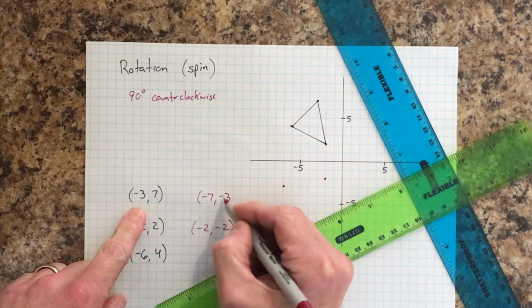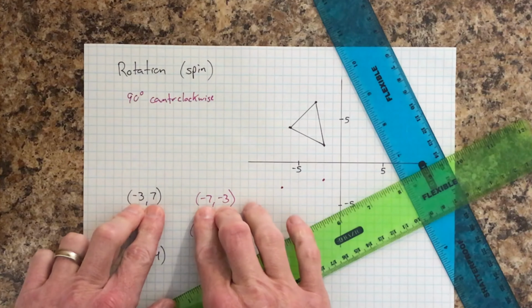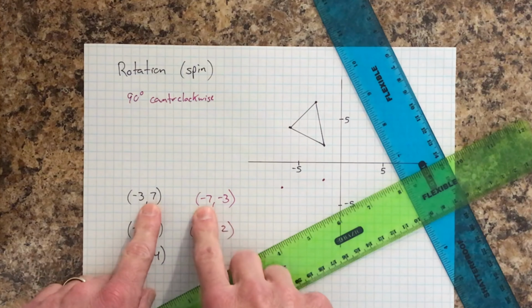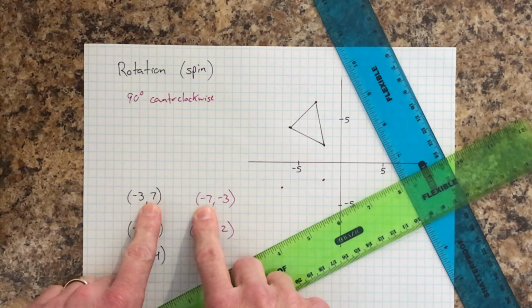Not only did we change the sign, but we changed the coordinates. Notice that the 3 and the 7 have changed places, and the 7 changed signs. So rotation is a little bit trickier. We have to be careful.